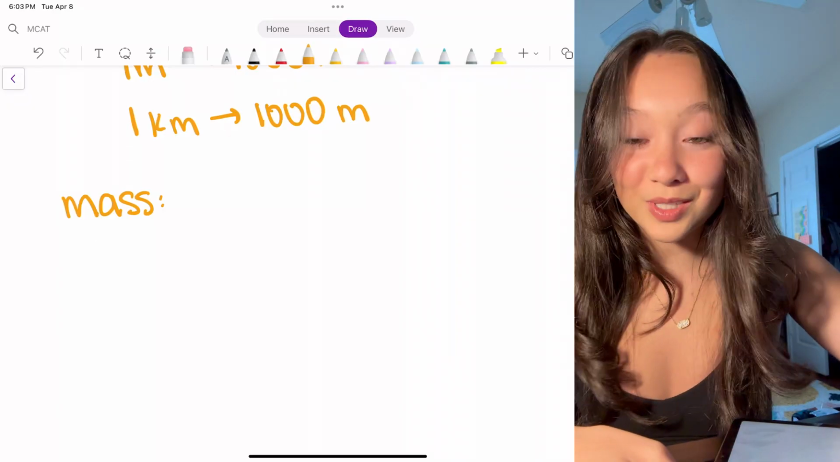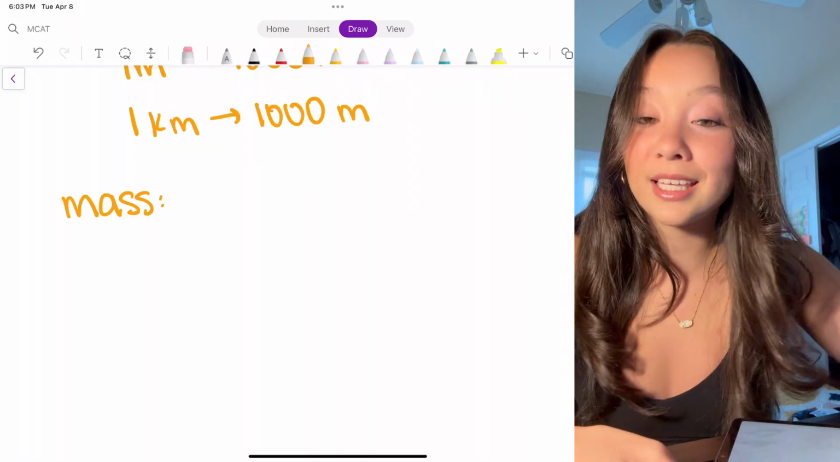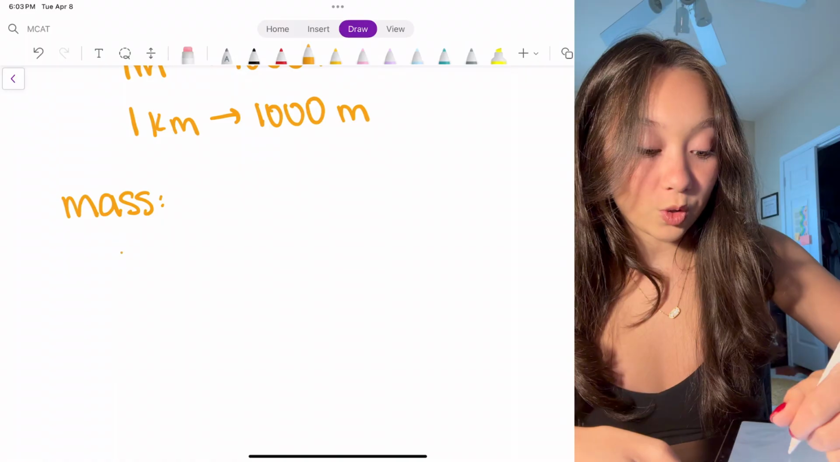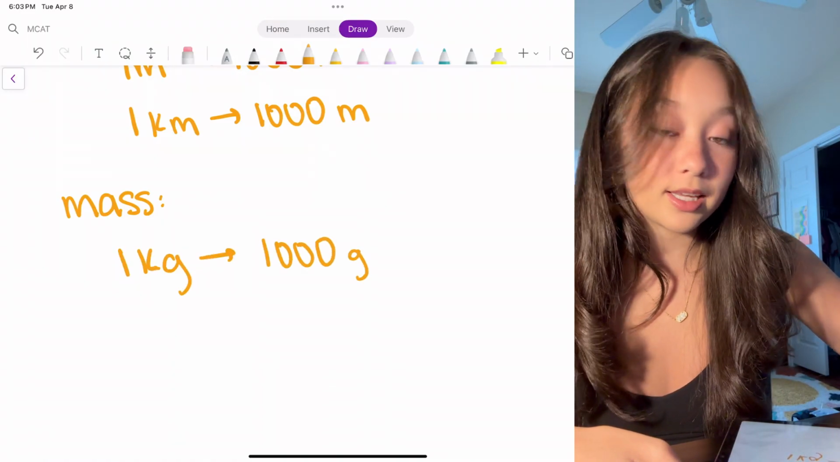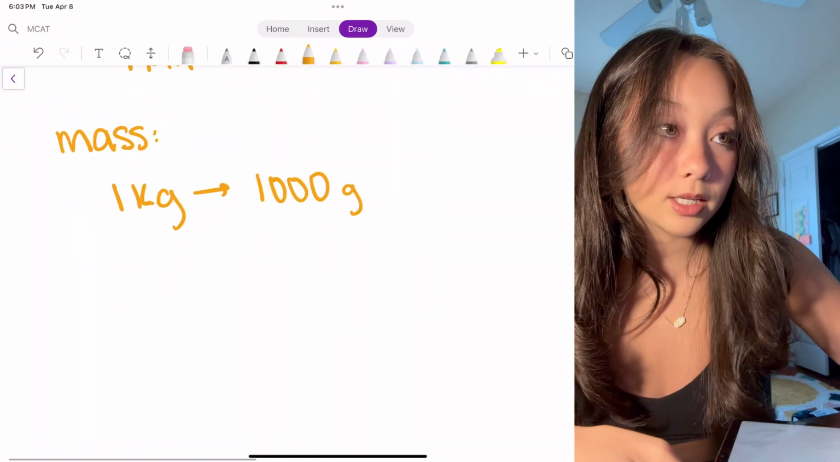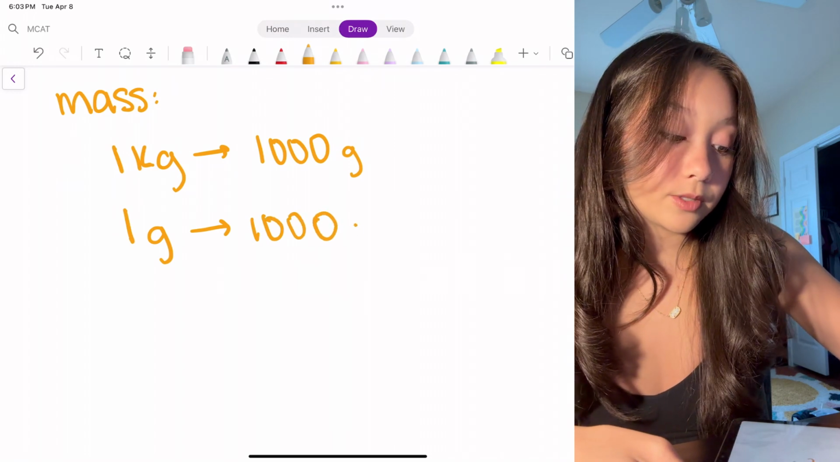So I know it's a little confusing. I said meters is the SI unit for length, but kilograms is going to be the SI unit for mass. So just remembering that. So 1 kilogram is the same as 1,000 grams. Again, 10 to the 3. We said kilo was 10 to the 3. We moved that decimal point over 3 times. We can also say 1 gram is 1,000 milligrams.